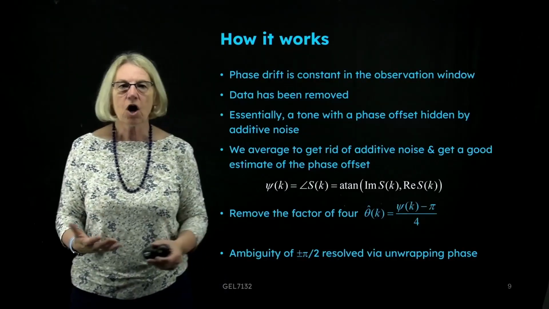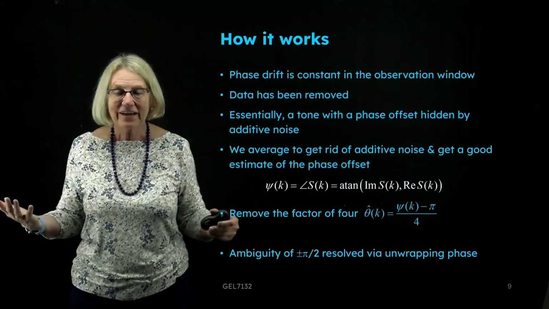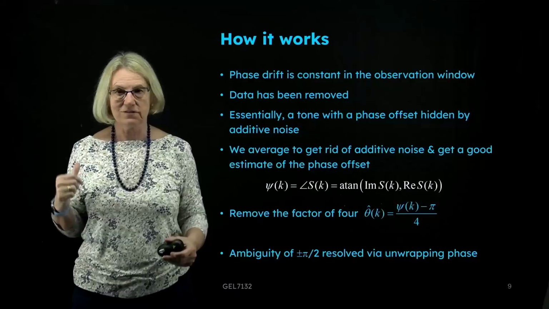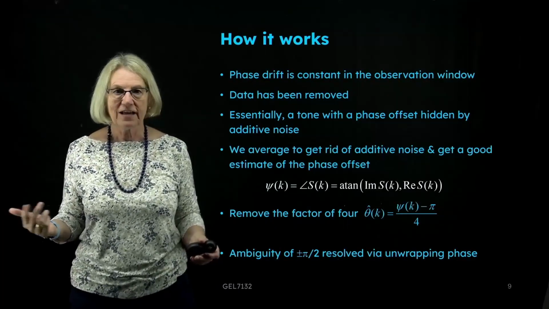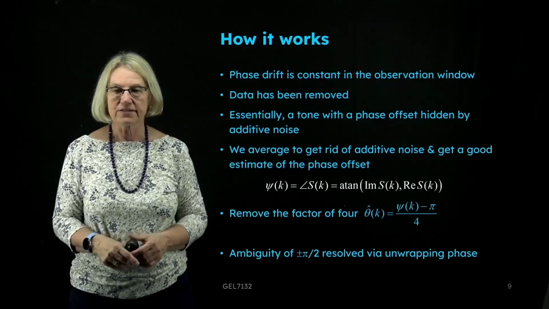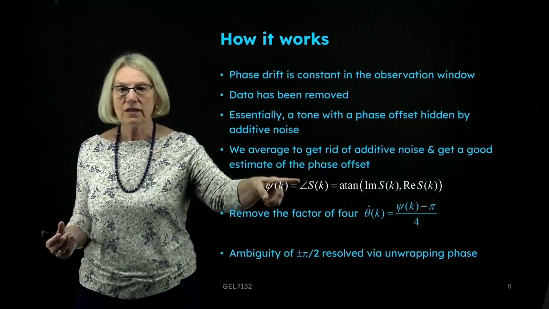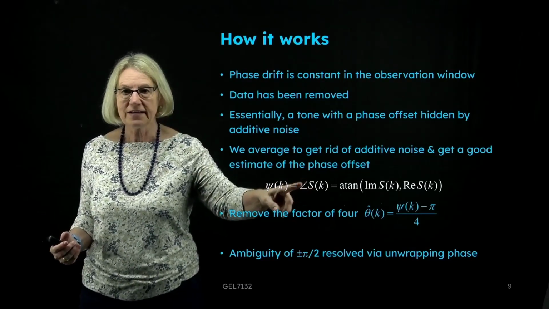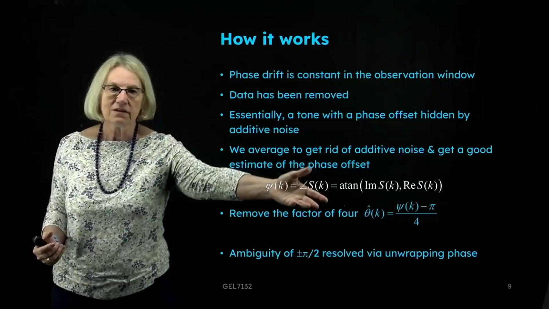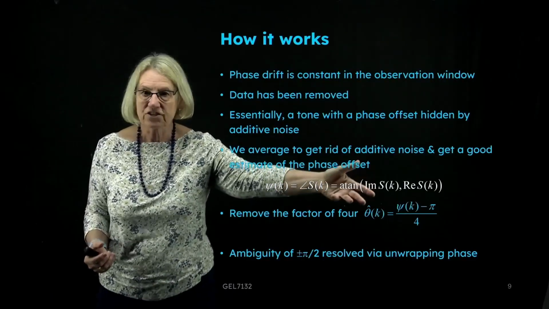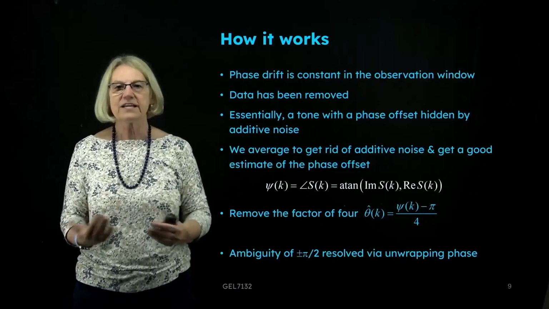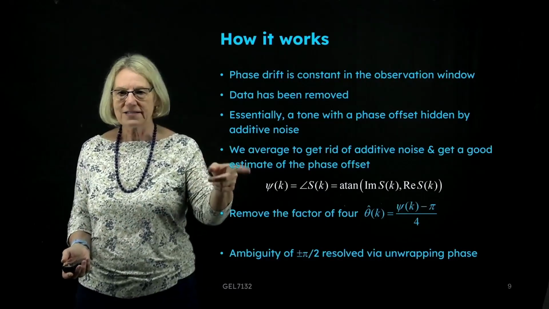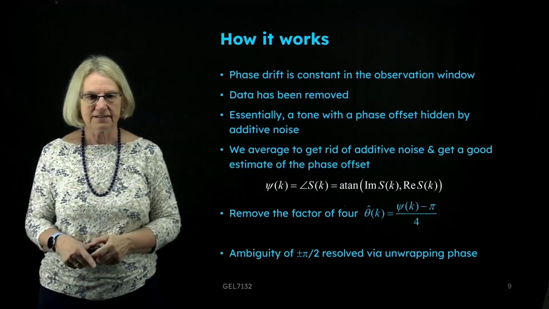We average over a block in order to get the noise down. To get rid of the additive white Gaussian noise, I use simple averaging, and that will give me a good estimate of the phase. And what is the estimate of the phase? Well, I just take the sum that I made and take the angle of it. I use the arctangent of the imaginary and real part of this summation, and that is what I use as my estimate of the phase offset.